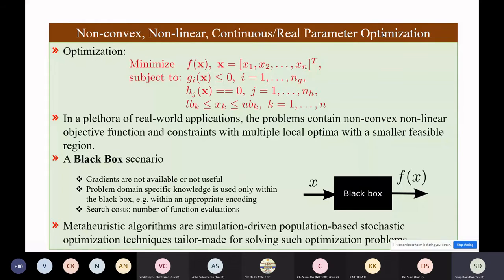I am sure you have been listening to lectures on many other so-called nature-inspired techniques for so many days. But have you ever thought how tough this problem really is? Continuous real parameter optimization. We are not talking about, at least in this lecture, discrete optimization problems where decision variables can take binary values or integer values. I'm not going there.